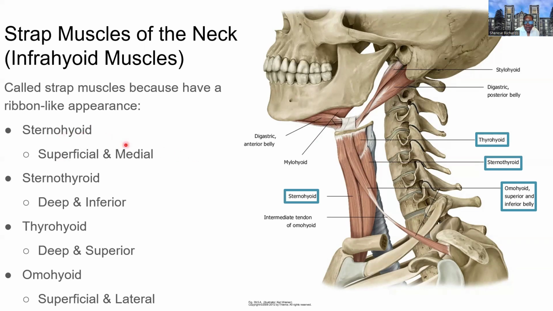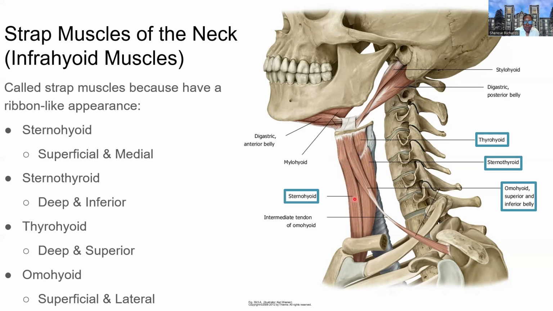The sternohyoid is the first one, and it's the most superficial. If you were doing a dissection of the neck and you took away the skin, the larger platysma muscle, and the sternocleidomastoid, this is going to be one of the first strap muscles that you see at the anterior surface of the neck. It's going to be covering over the thyroid, the trachea, and the other deeper muscles. So it's superficial, and it's also medial, closer to the midline.